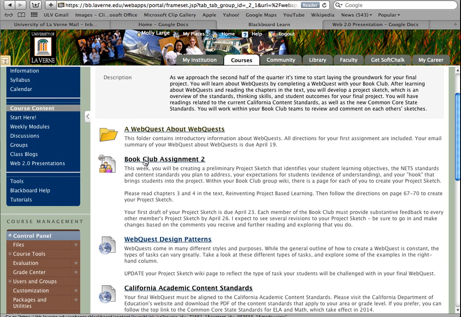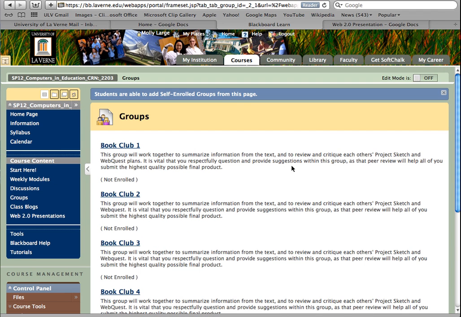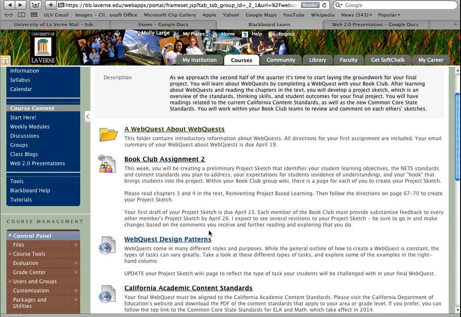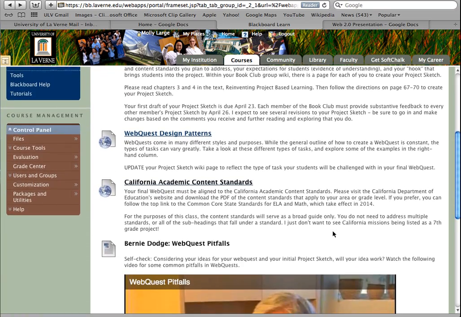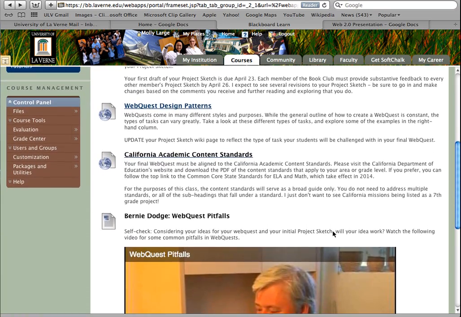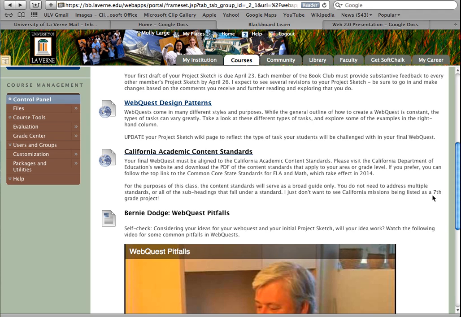You will do this in your book club. Please be sure that you carefully read chapters 3 and 4 in the textbook, as that will give you a much better understanding of what should be included in your project sketch. Then, be sure to look at the WebQuest design patterns and the California content standards in order to refine your project sketch.